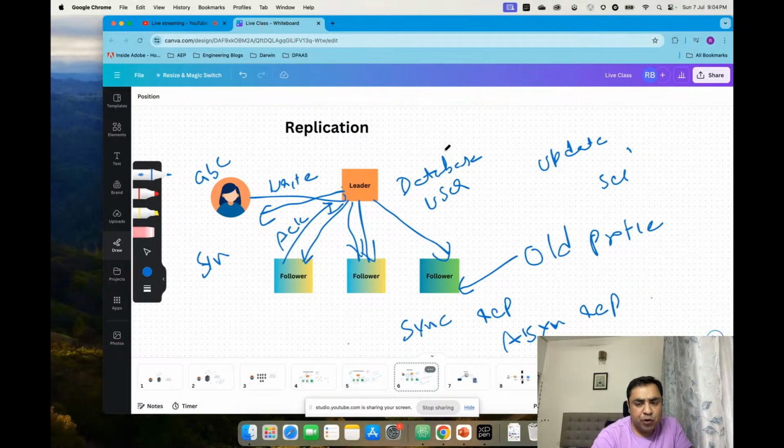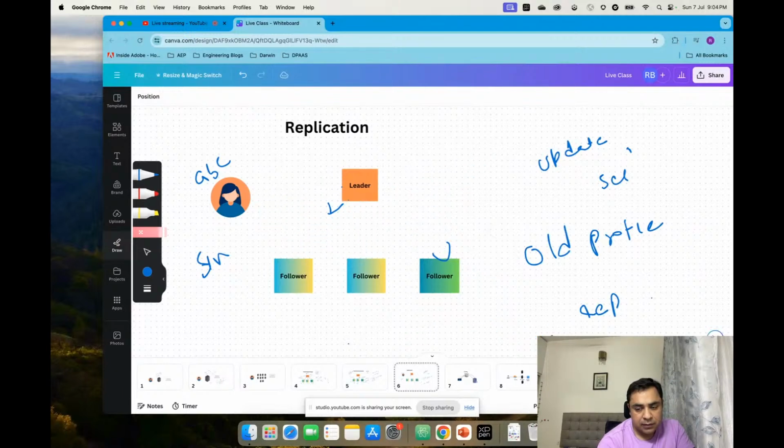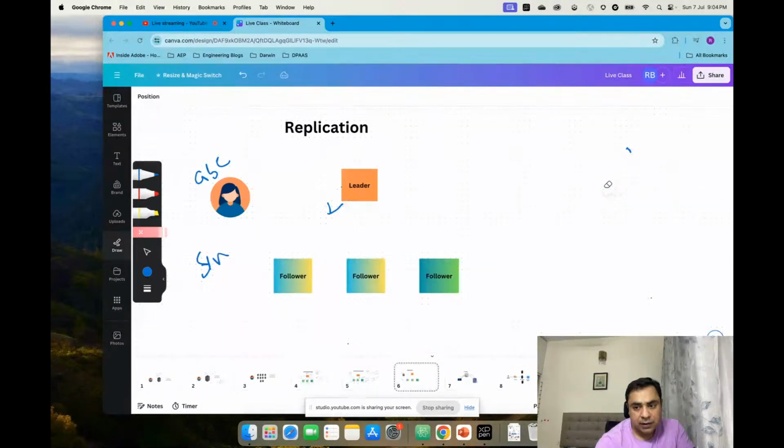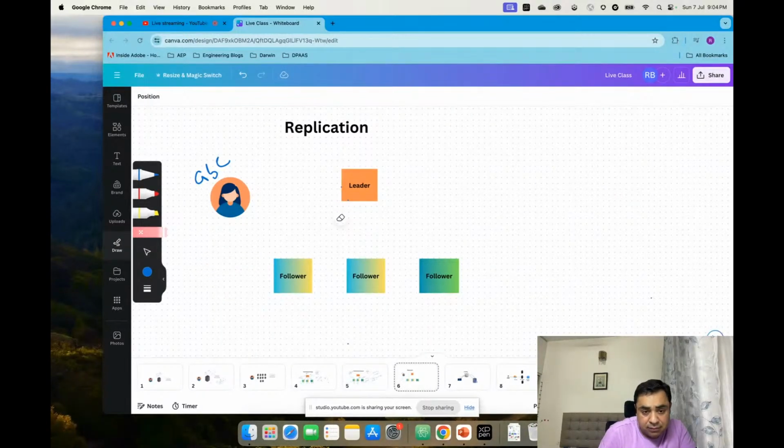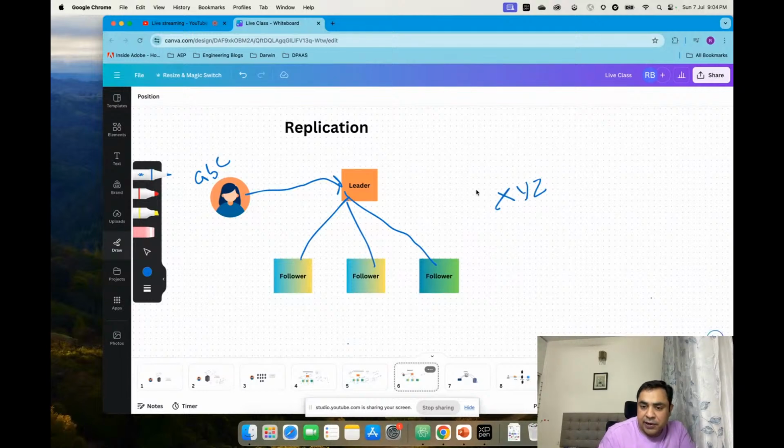Okay, I'm quickly repeating. In case of sync replication, what happens is, usually in leader follower, the write happens here. Read could happen from anywhere. So if there is another user XYZ, read could happen from the leader, read could happen from here, read could happen from here, read could happen from here.